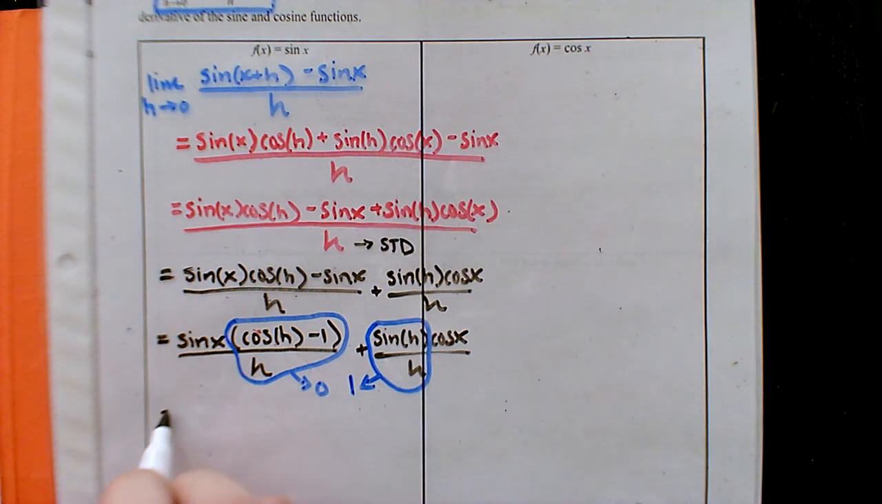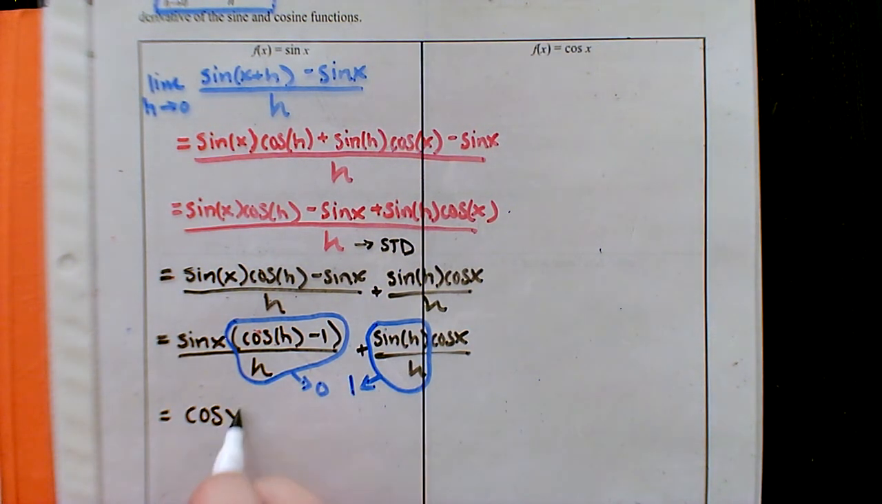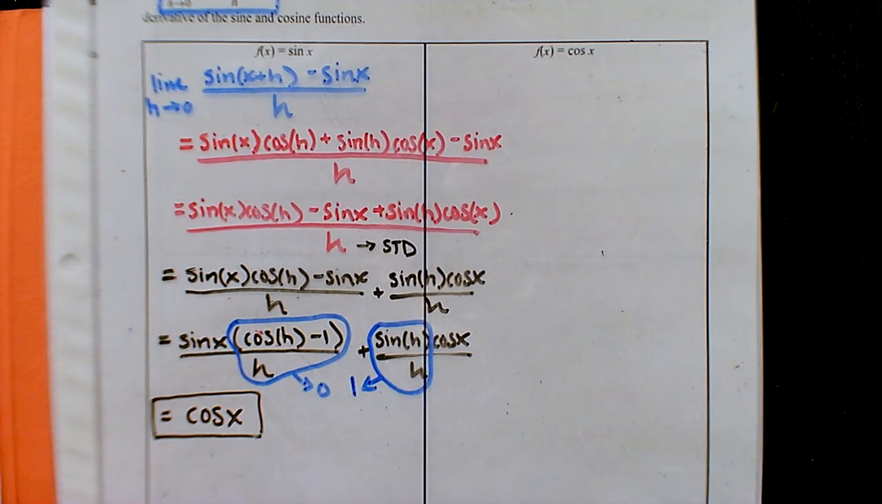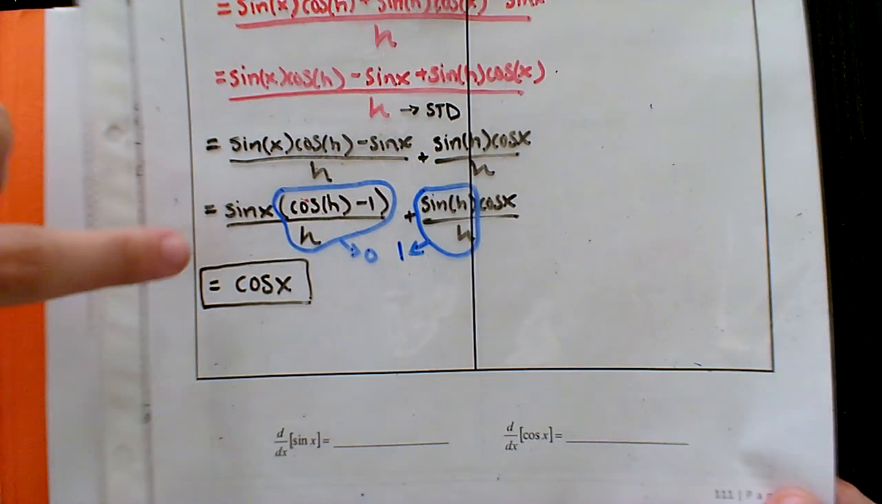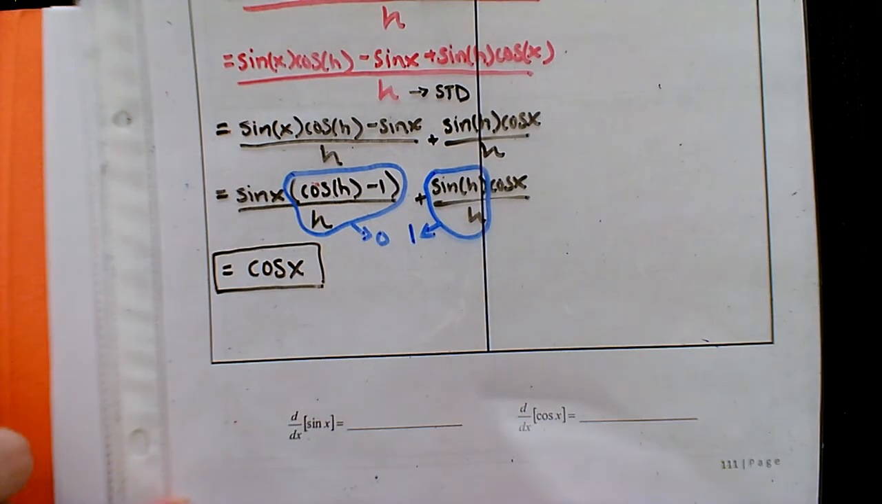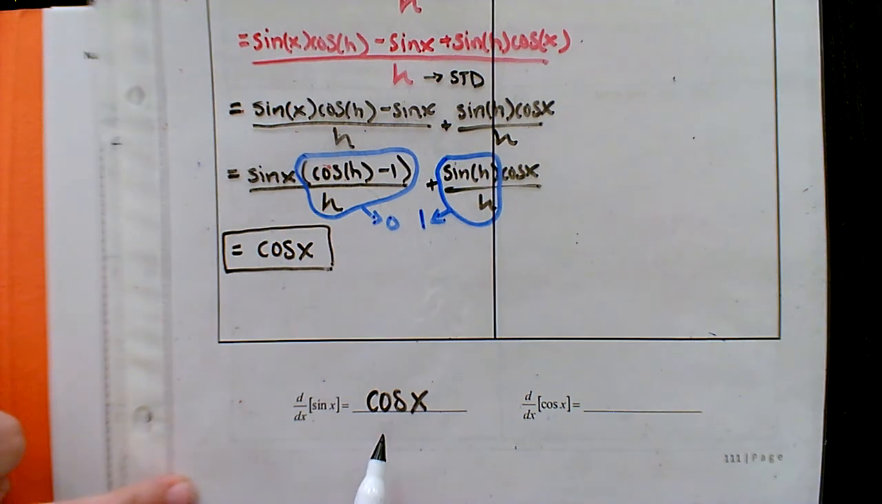Alright, so if we take a look, we essentially have sine of x times 0, which is just going to go away. And then we need to add 1 times cosine, which is just cosine. So it looks like, for our derivative shortcut, the derivative of sine, because that was our original function at the top, okay, the derivative of sine is cosine. So we're going to write that down here at the bottom. Okay, the derivative of sine is cosine.